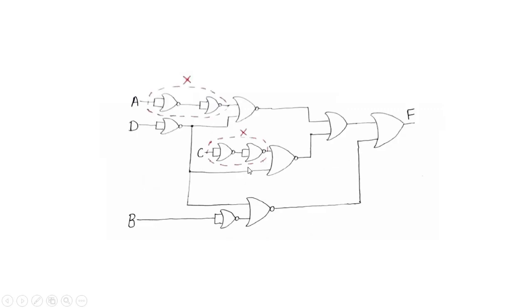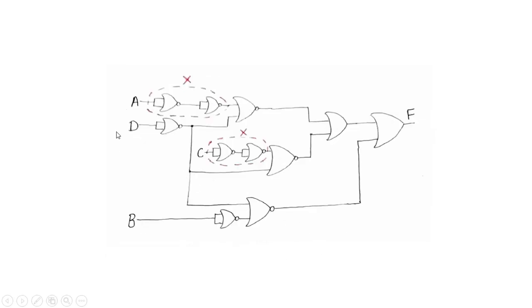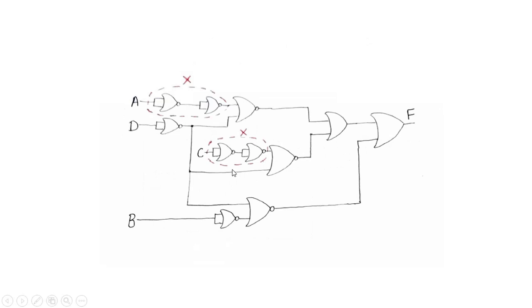Similarly for the others, here this was the AND gate, so we have inverted both its inputs. So this is inverted, this is inverted. C bar we already have from before. In this way we will replace all the AND and NOT gates with NOR. So we will get this.